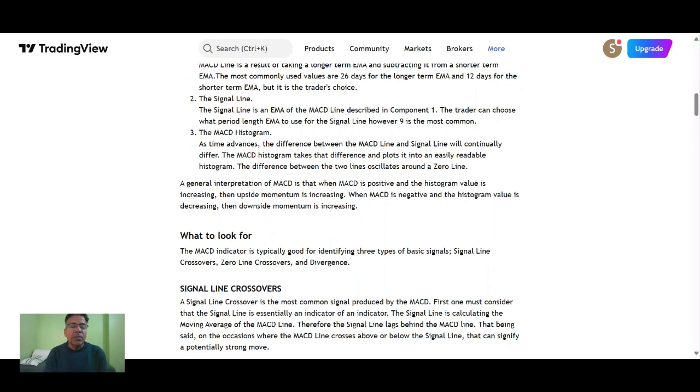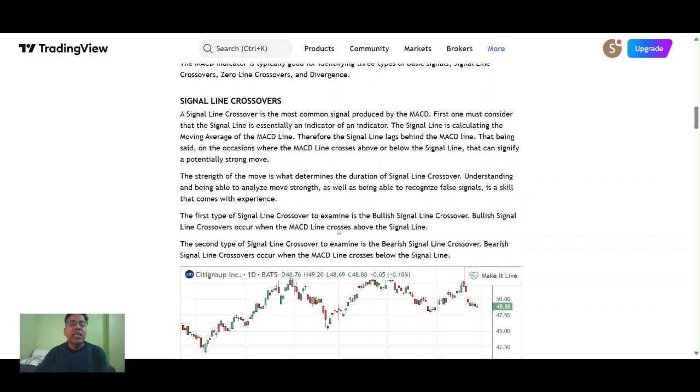The MACD indicator is typically good for identifying three types of basic signals: signal line crossover, zero line crossover, and divergence. Signal line crossover: a signal line crossover is the most common signal produced by the MACD. First, consider that the signal line is essentially an indicator of an indicator. The signal line is calculating the moving average of the MACD line. Therefore, the signal line lags behind the MACD line.